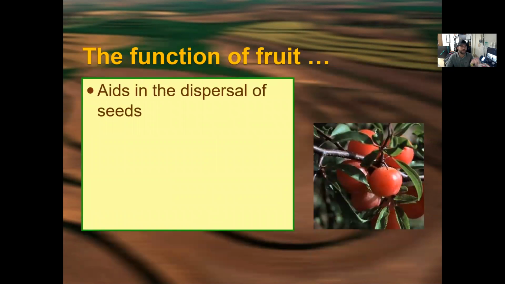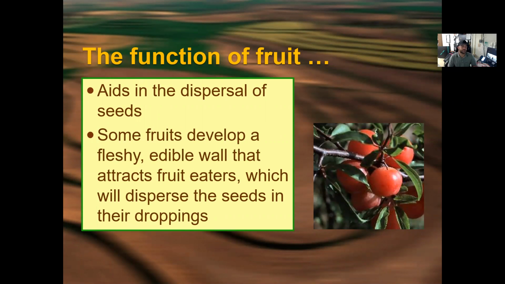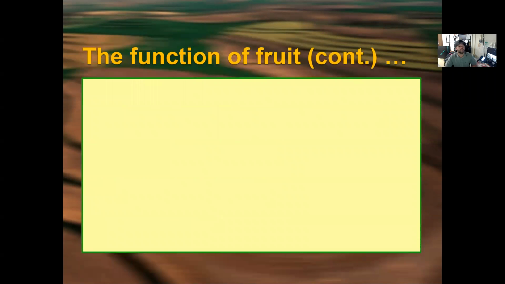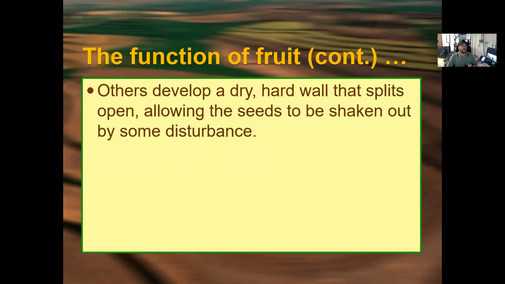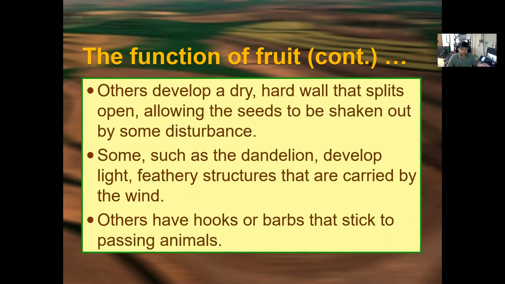So, the function of fruit: it aids in the dispersal of seeds. Some fruits develop a fleshy edible wall that attracts fruit eaters, which will disperse the seeds in their droppings. Others develop a dry, hard wall that splits open, allowing the seeds to be shaken out by some disturbance. Some, such as the dandelion, develop light, feathery structures that are carried by the wind, and others have hooks or barbs that stick to passing animals.